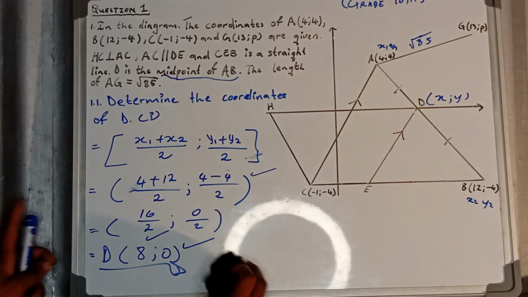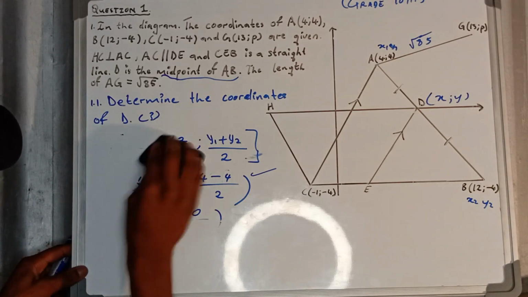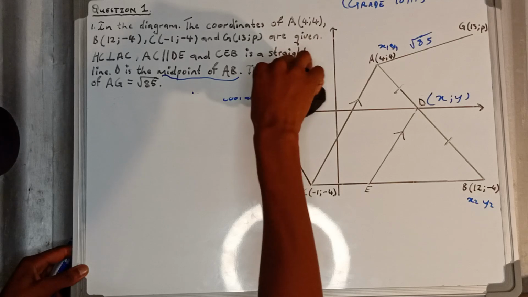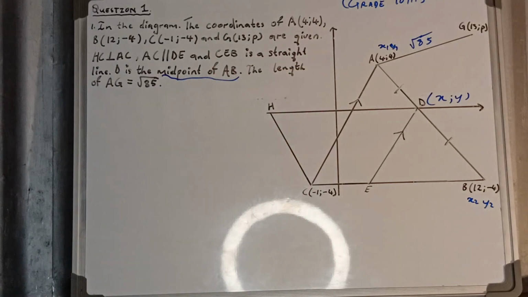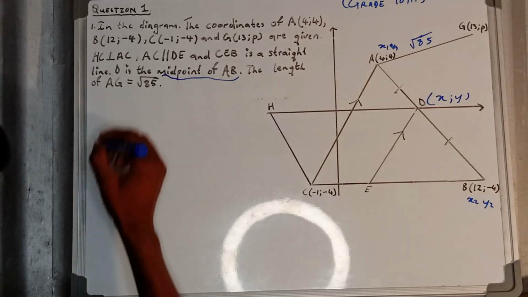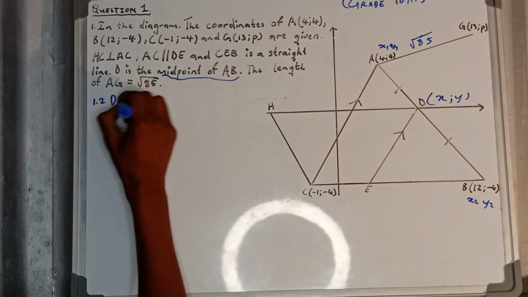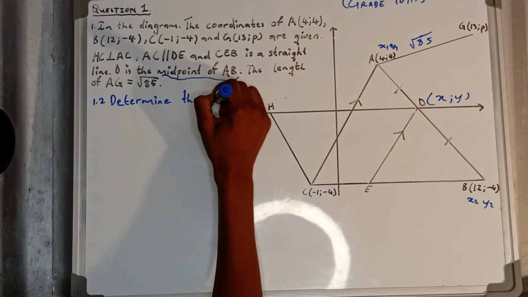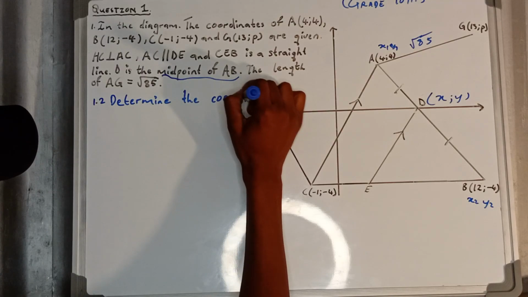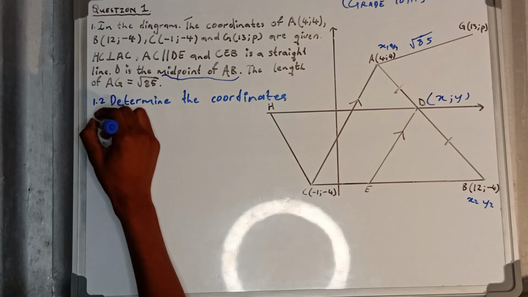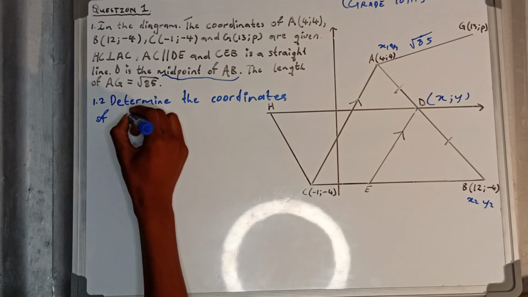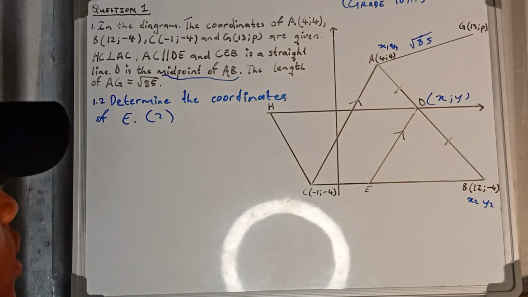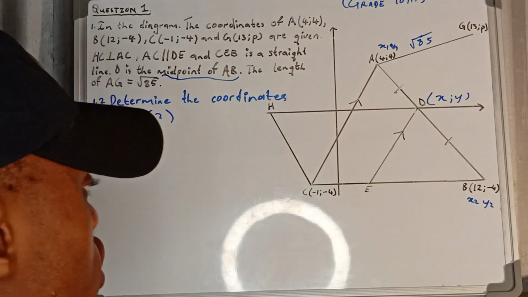All right, let us move to question 1.2 now. What does 1.2 say? It says again, determine the coordinates of E. That is for 2 marks. Okay, so now, this is very simple and straightforward.